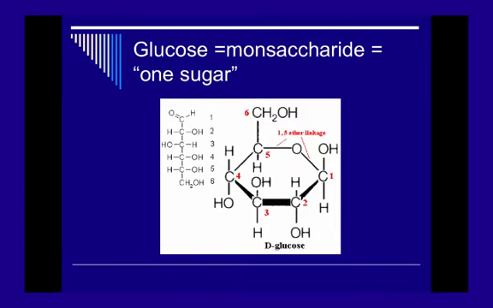Glucose is a monosaccharide. Mono meaning one, so it literally means one sugar. And here is a diagram of glucose. You see it's a simple ring shape, and you can see all the carbons. They are numbered with red letters, that there are 6 carbons.